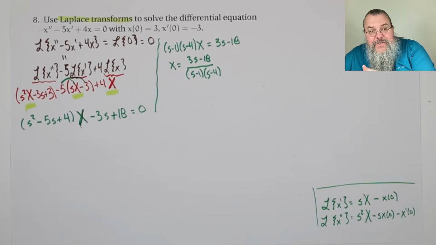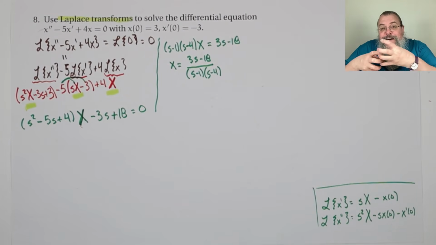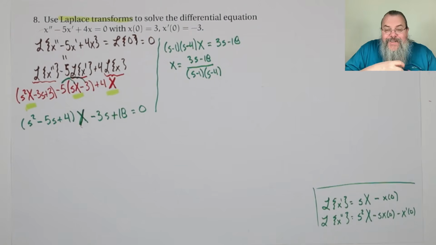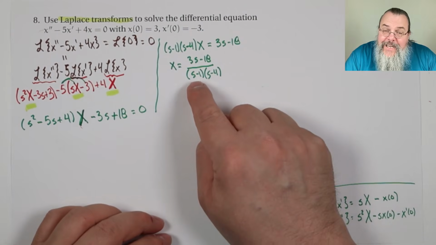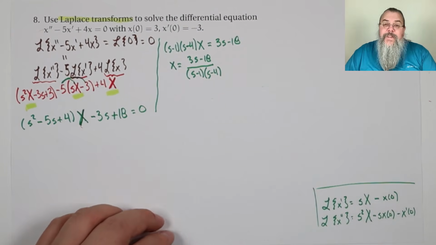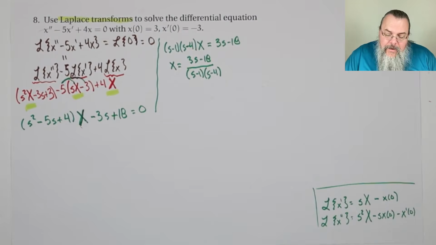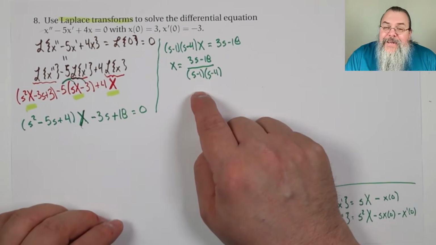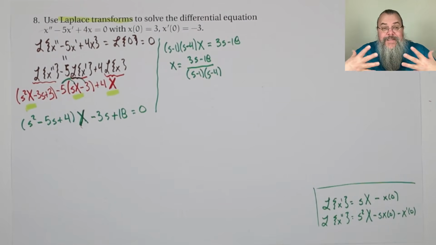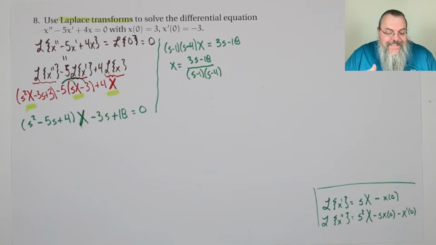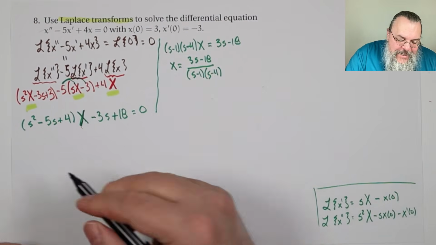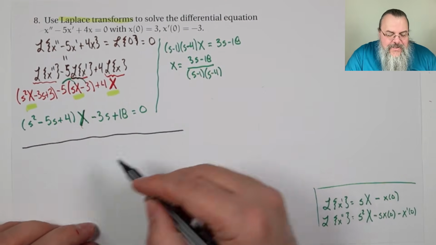So how do we get our answer? We need to un-Laplace it, or we need to take the inverse Laplace. So we say, okay, well, how are we going to do that? We need to do something to simplify this expression. We're going to partial fractions it. Right, we're going to get really good at partial fractions.